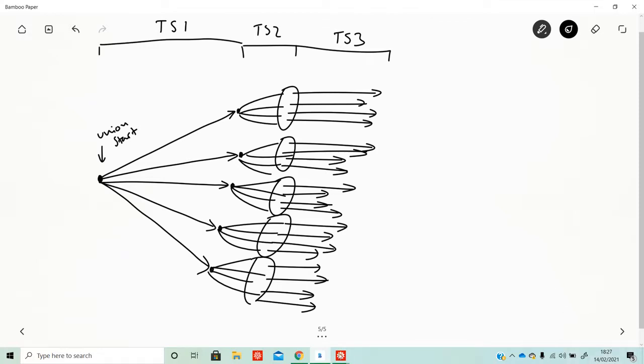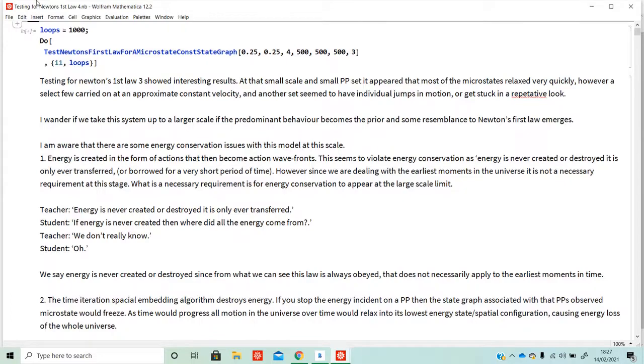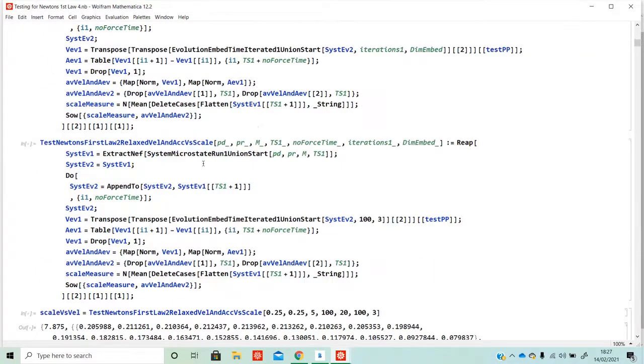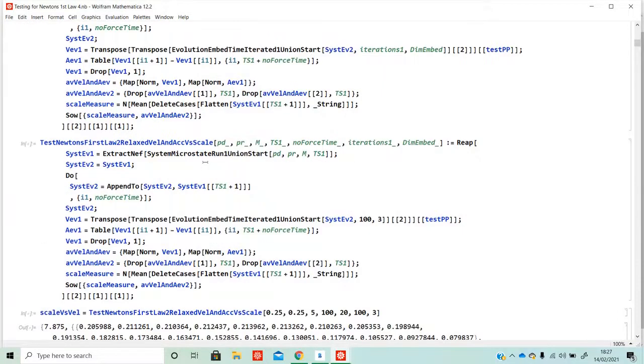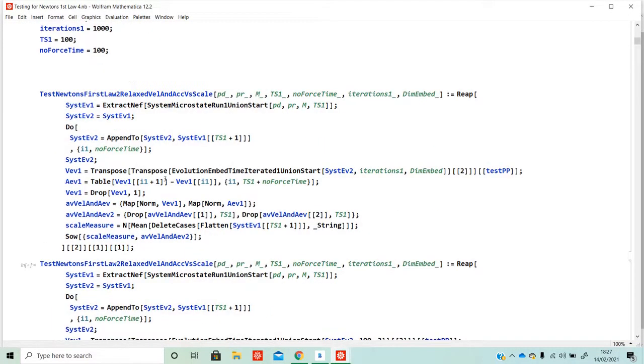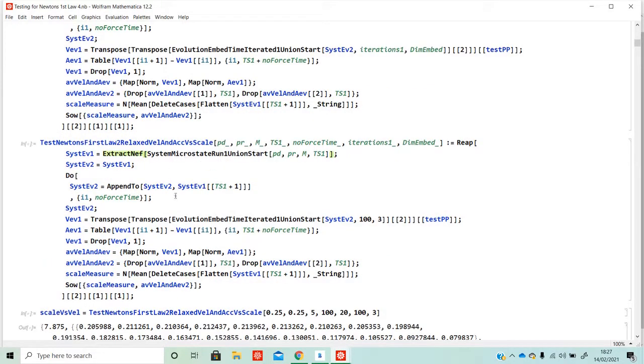Let me show you a little bit of what I've done. I'm going to take you through the process of me doing this. When I first created these simulations, I actually just did them from one microstate. So I'd evolve a microstate, here you can see from union start. We're just doing one here. Once we get our final state, we add the final state no-force time as many times as needed. That's like the TS3. This is TS1.